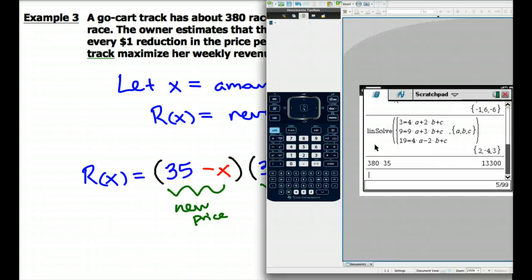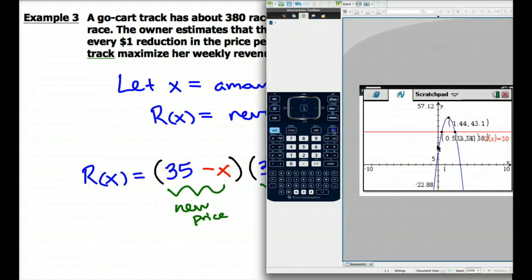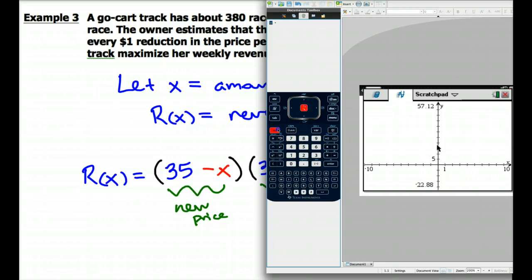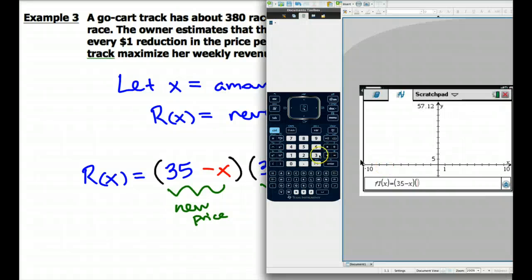So I'm going to go to my calculator, go back to my graph screen, delete everything I've got on there, and we're going to type in this equation exactly as it looks. So this equation is the quantity, so make sure you use parentheses, 35 minus x, times the quantity, 380 plus 20x.